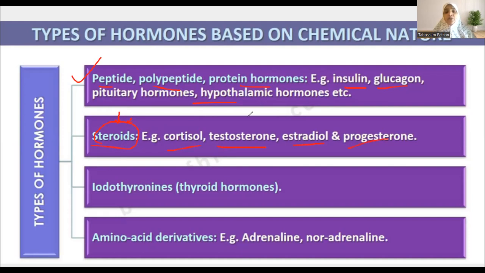Don't worry, these are some new names that are coming. We are going to see many of these hormones: what role do they play, which glands secrete these hormones, and what will be the deficiency diseases if they are not secreted in sufficient amount. Then another category is thyroid hormones, which are known as iodothyronine, in which iodine plays a very important role. And then finally, you have amino acid derivatives. From the breakdown of the protein, you have amino acids, and then these are adrenaline and noradrenaline, which fall under this category. So there can be these multiple types of hormone based on their chemical nature or chemical composition.